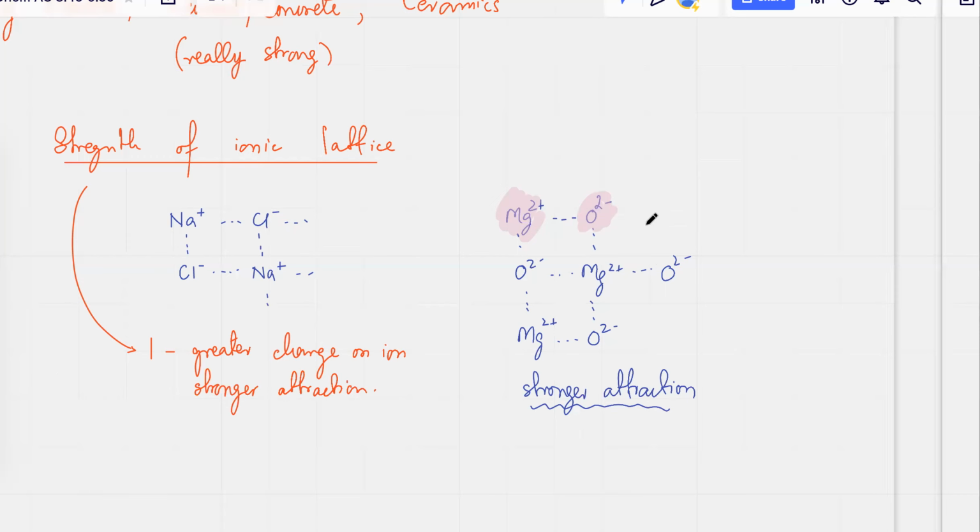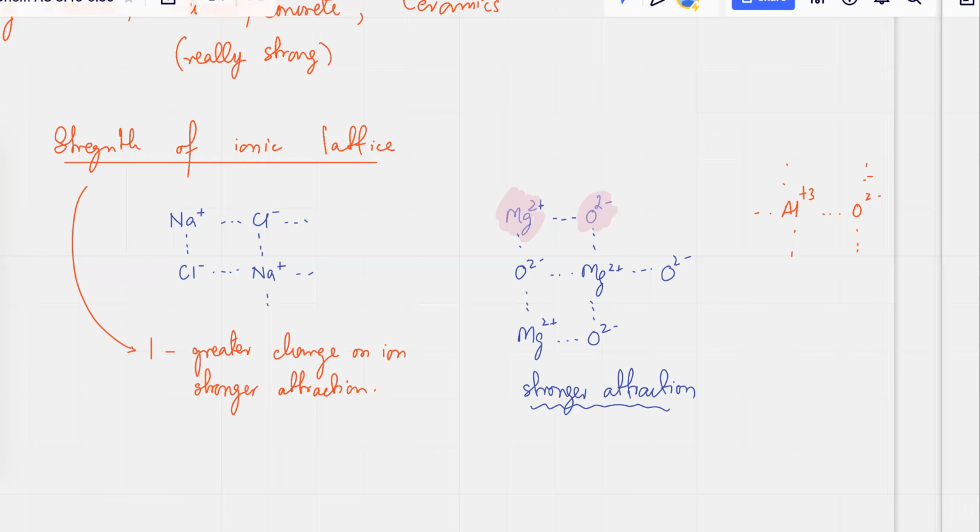I say if you've got greater charge on an ion, there's going to be stronger attraction. There's no doubt about it. For example, if I have another lattice where the charges are even higher, the attraction would be even stronger, like aluminium oxide. Aluminium is +3, oxygen is 2 minus. So the attraction between these two ions is going to be even stronger. They're going to form a three-dimensional lattice, and there would be other ions as well, +3 attracting a -2. But you've got even greater charges, so the attraction between the ions in the lattice is going to be even stronger. So that's the first point. Greater charge on the ion leads to stronger attraction.